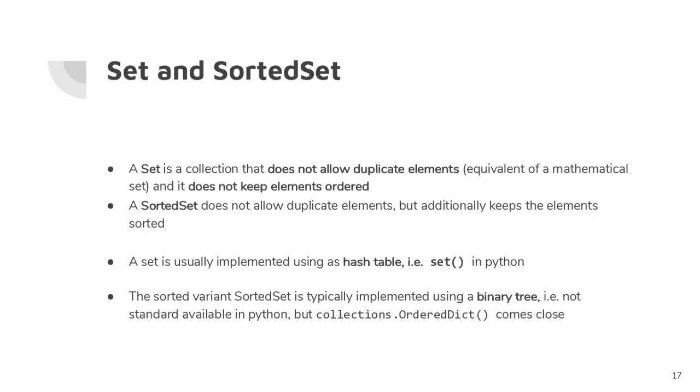In Python, you have the set keyword. It's built into the standard language, and actually a set is implemented using the hash table data structure. You also have a sorted set, which is typically implemented with a binary tree. It's not standardly available in Python, but collections OrderedDict comes close.